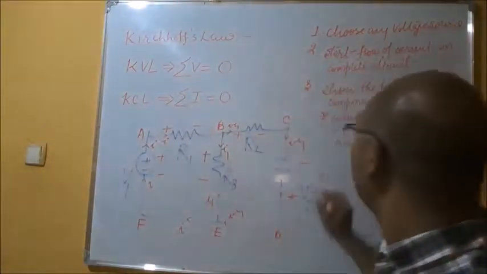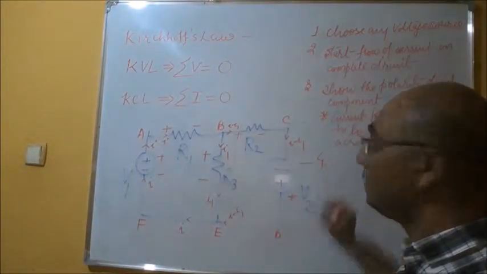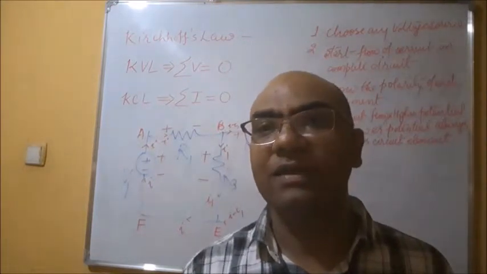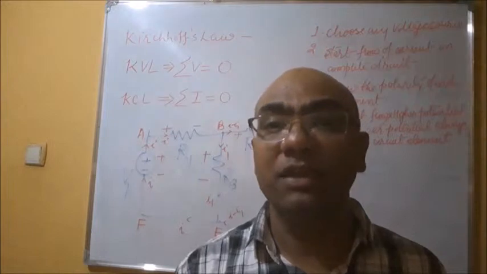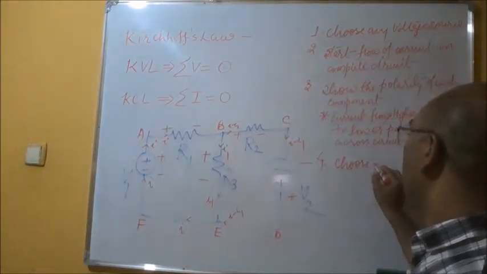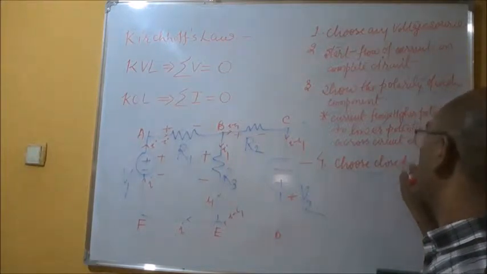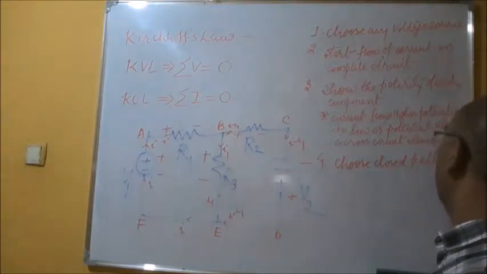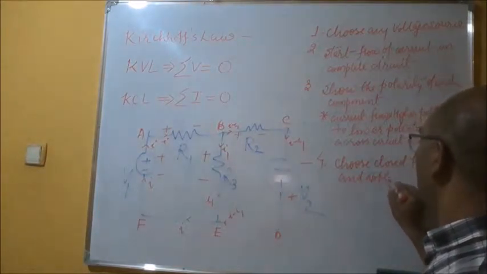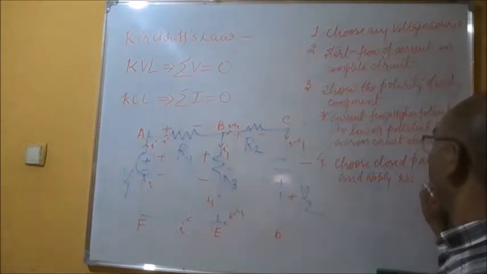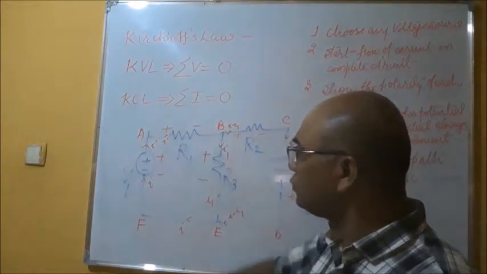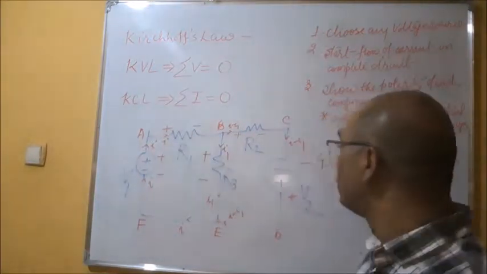After this, the fourth point is to choose a closed path and write KVL. Apply KVL. Choose a closed path and apply KVL. So now you see that you can choose any closed path. I am choosing them one by one.